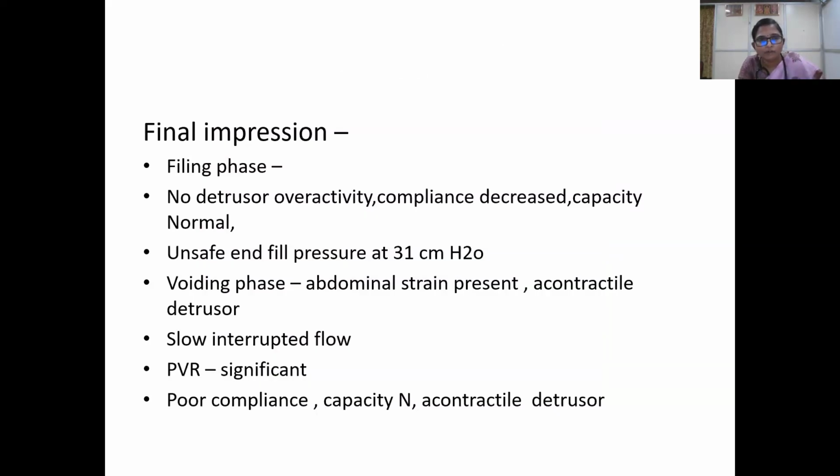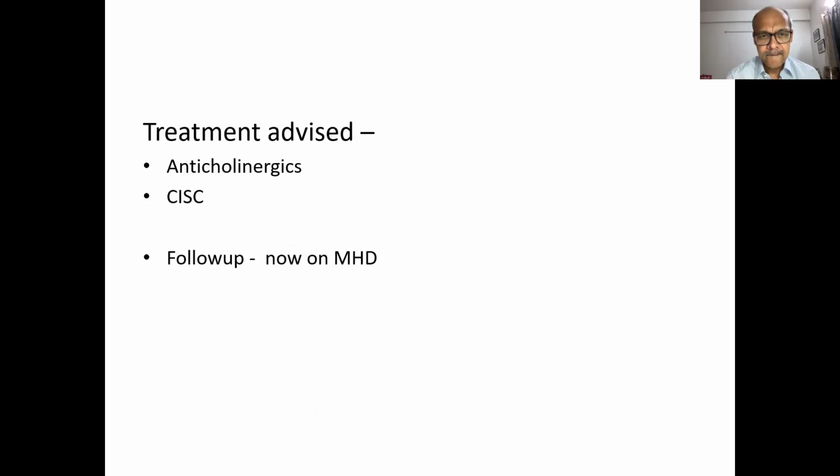So filling phase: no detrusor overactivity, complaints decreased, capacity normal, unsafe end fill pressure of 31 centimeters. Voiding phase: abdominal strain present, acontractile detrusor, slow interrupted flow, PVR is significant. Poor compliance, capacity normal, acontractile detrusor. Okay. So treatment advice: anticholinergics, CIC.